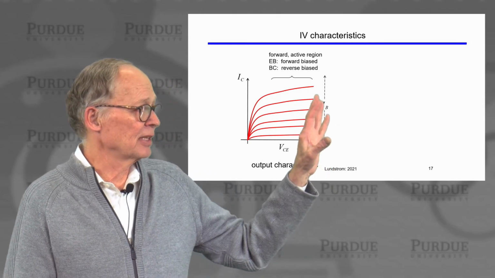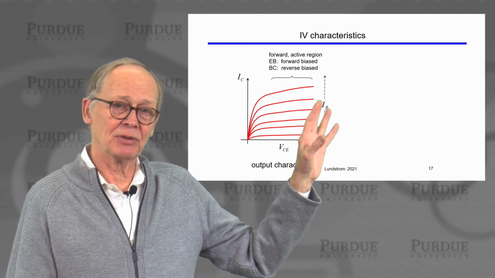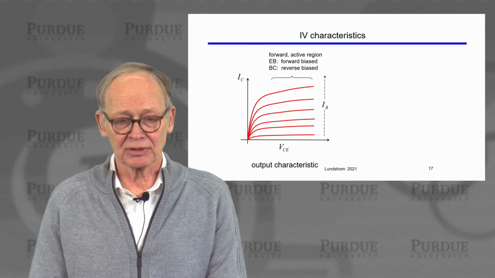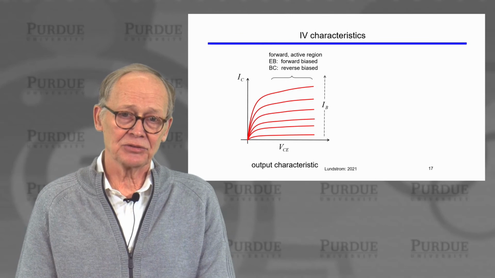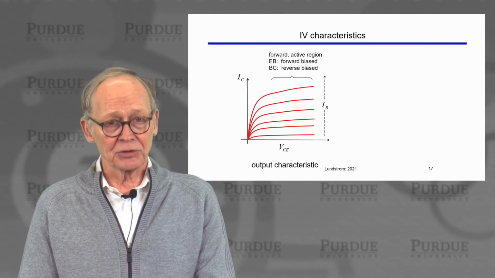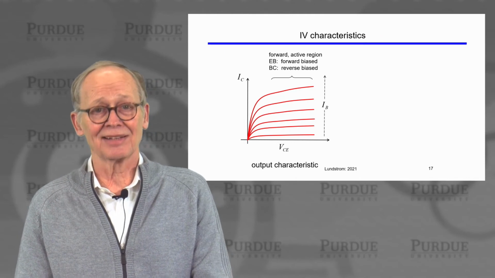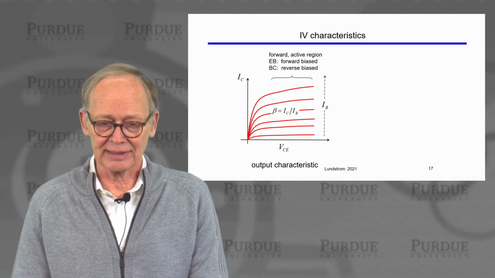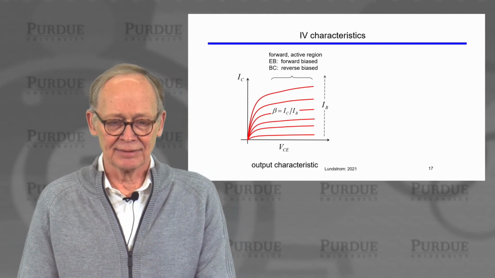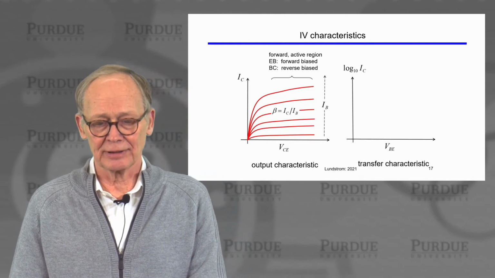So this region that we call the saturation region of a MOSFET is called the forward active region of a bipolar transistor. We forward bias the emitter base junction to inject electrons from the emitter into the base, and we reverse bias the base collector junction to collect electrons that diffuse across the base. And then a key parameter is the ratio of the collector current to the base current.